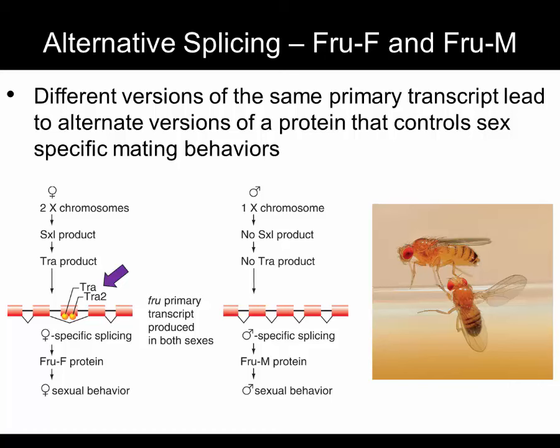The difference is that females express proteins called transformer and transformer 2, which interact with an exon on the fru transcript. This causes that exon to be skipped over during splicing, leading to the female variant of the fru protein being expressed. But in males, there is no transformer protein expressed, so all exons are included in the final transcript, and the male variant of fruitless is made.